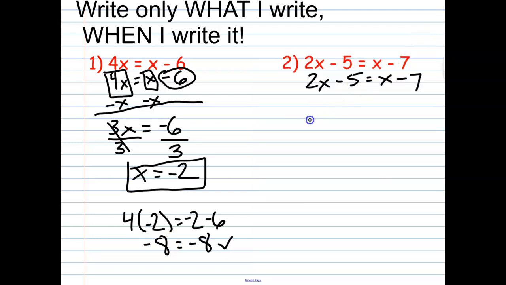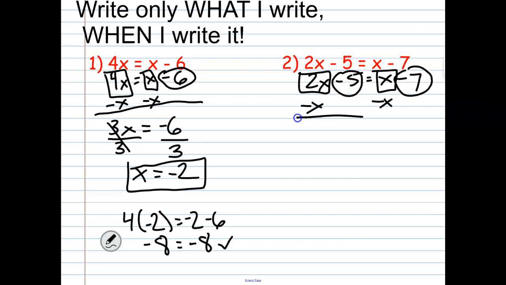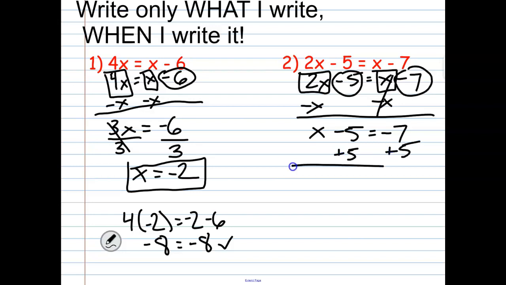Okay, let's try another one. Again, write it twice. I'm going to box and circle this thing. And I'm going to remember that my first step is to get all the coefficients to one side, my squares here, my boxes, and I'm going to move the smallest pile of x. So this is my smallest pile of x. So I'm going to move that first. Cancels out over there. I end up with x minus 5 over here, and I have negative 7 left over. I'm going to get rid of that minus 5 by adding 5 to both sides.